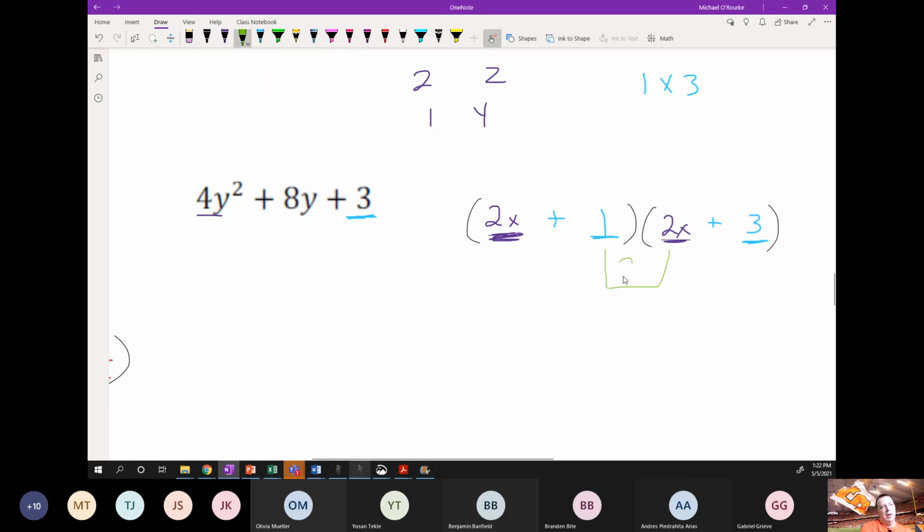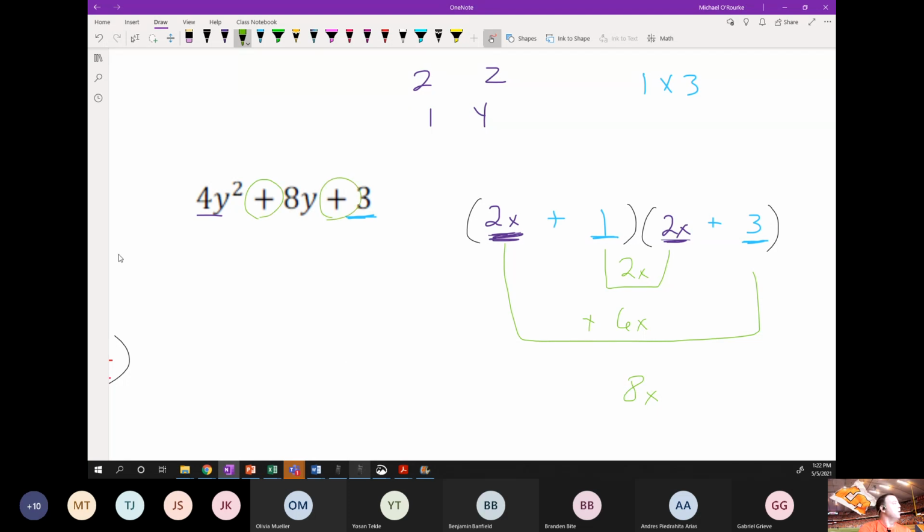So that equals 2x. That equals 6x. Add those together, we get 8x. There's our factors. So both pluses, because these are all pluses here.